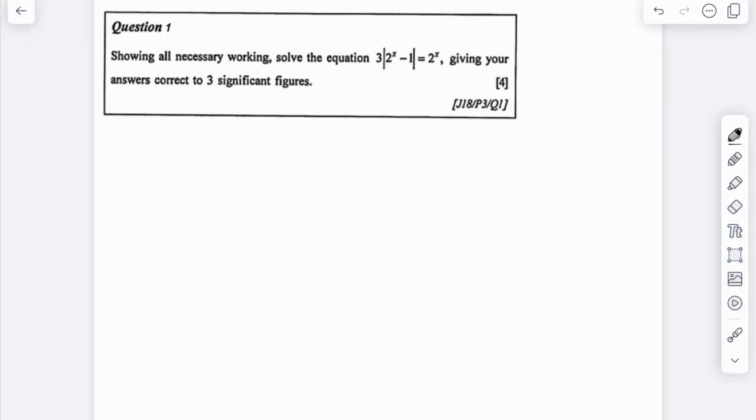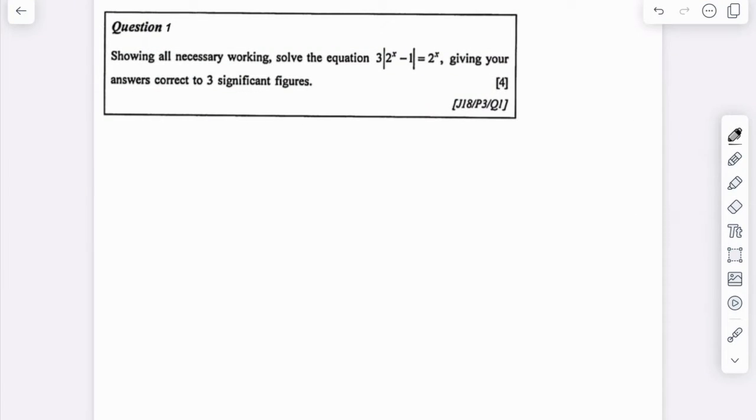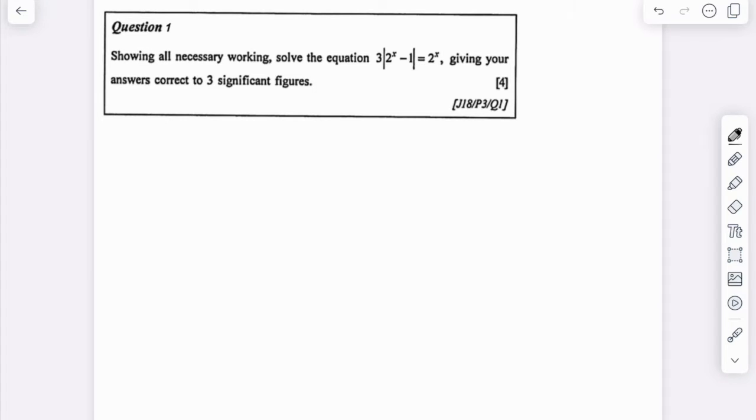So question 1, solve the equation 3 to the power of 2x minus 1 is equal to 2 to the power of x. All right, so what I'm going to do here guys is I'm going to say let y equal 2 to the power of x. In fact, it's probably more correct to say let 2 to the power of x equal y.